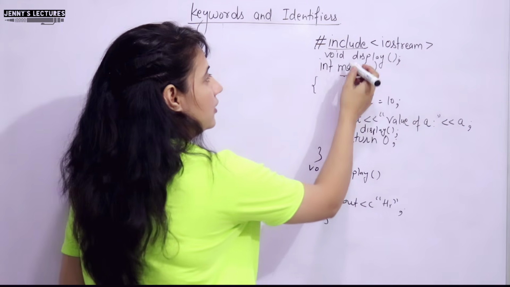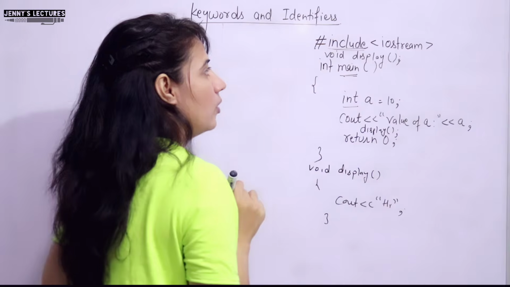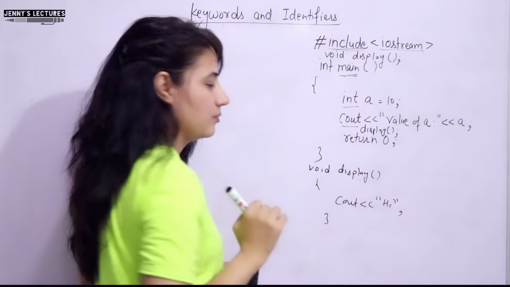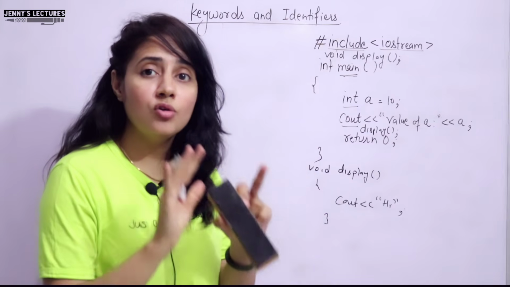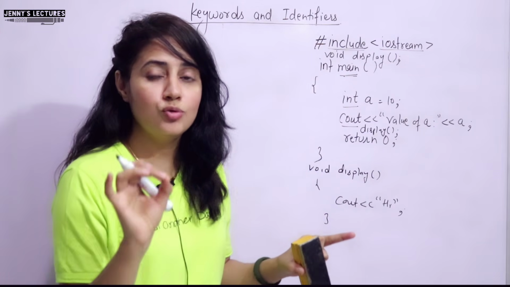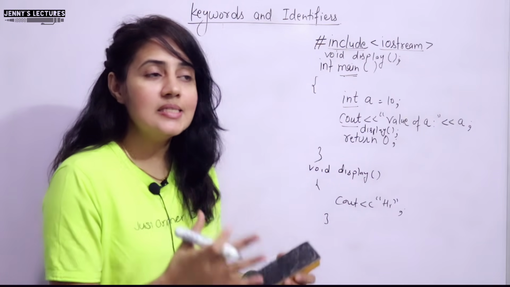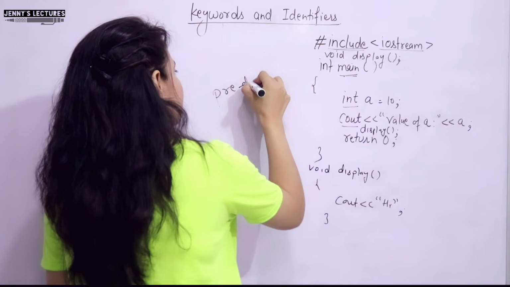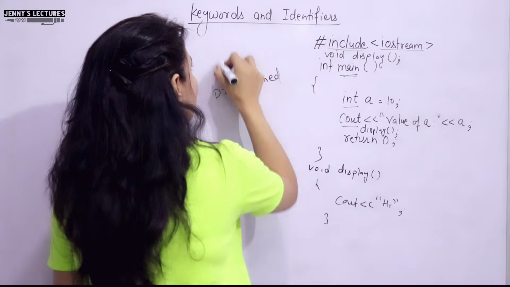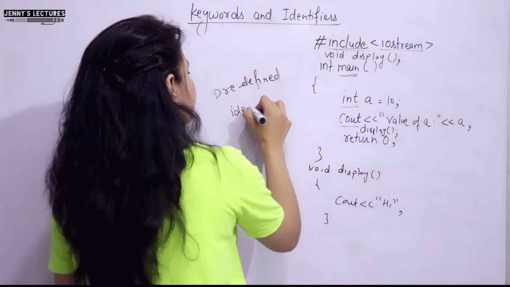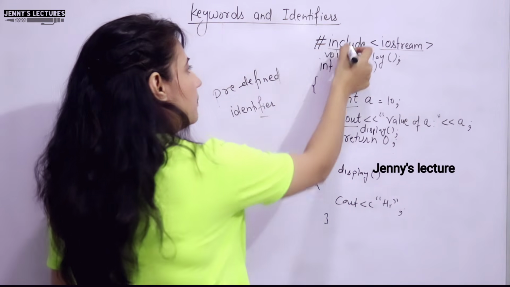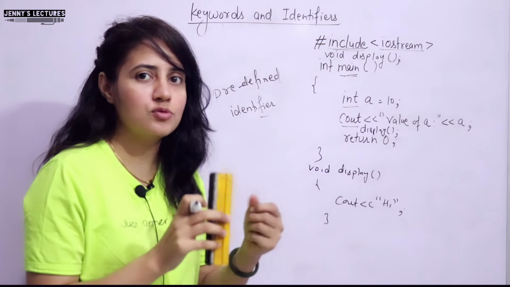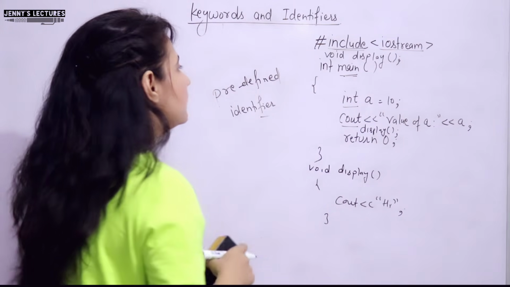They think that main is a keyword. They think that this include is a keyword. This iostream is a keyword. No, cout is a keyword? No, these are not keywords. This you need to take care. These are predefined identifiers. Two things are there: keywords and predefined identifiers. These are simple identifiers but predefined. Predefined means already defined, having some meaning, right?